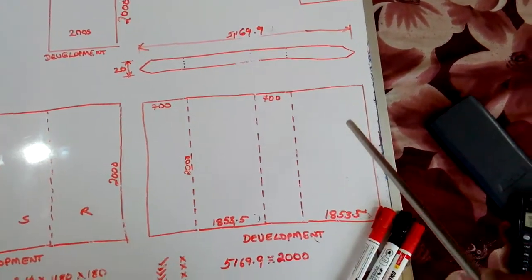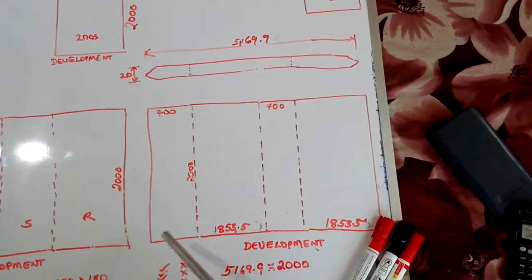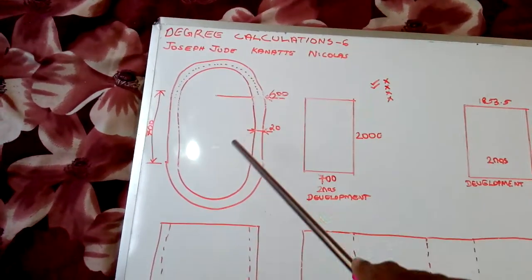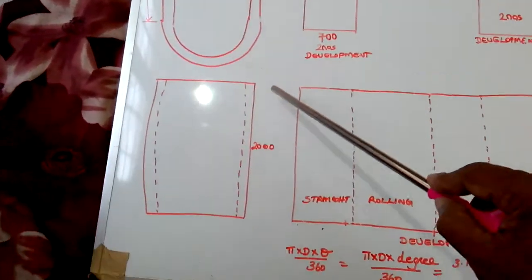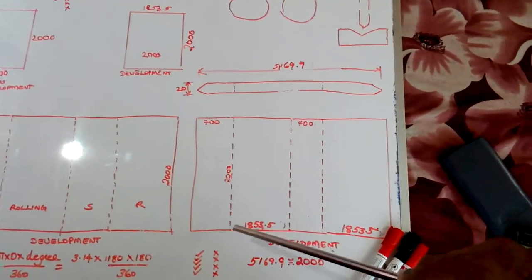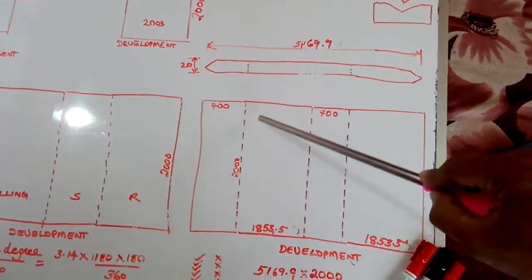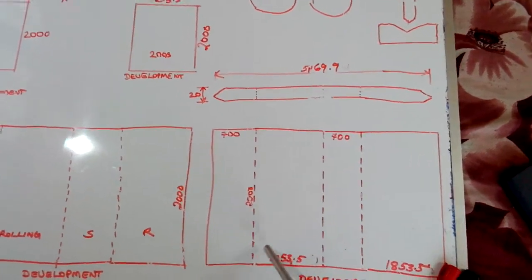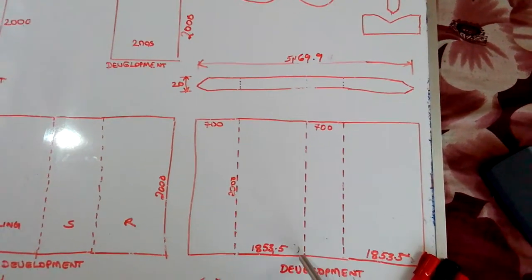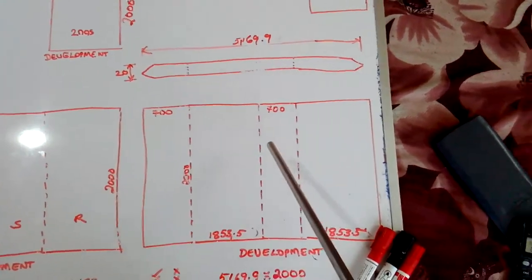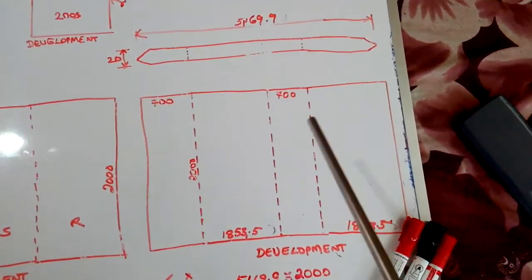This is the development of this job. For making this kind of job with the height of 2000, we have to use these measurements. Its width should be 2000, rolled area will be 1853.5, this is also rolled area, and 700 is straight area.